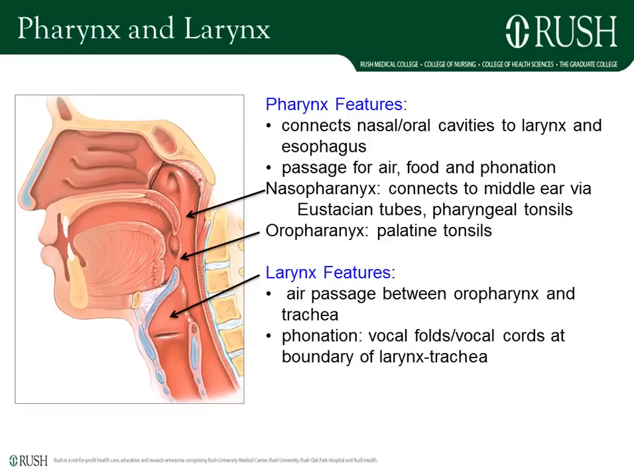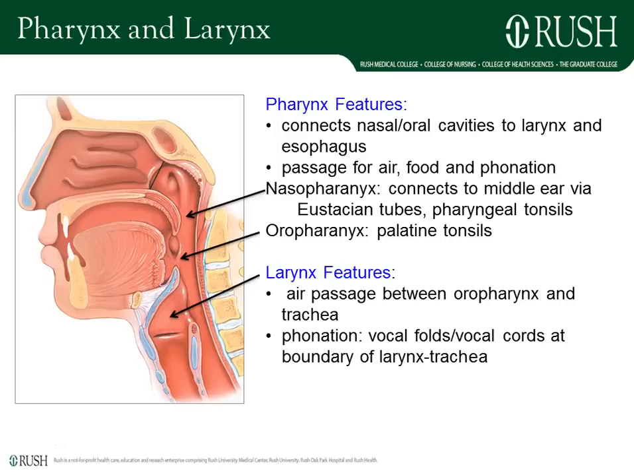So the inspired air then reaches the pharynx after it leaves the nasal cavity. The pharynx connects the nasal and oral cavities to the larynx and the esophagus. So it's kind of a dual-purpose passage for air, food, and the phonation, or production of speech. Behind the nasal cavity, we call it the nasopharynx, and behind the oral cavity, we call it the oropharynx.